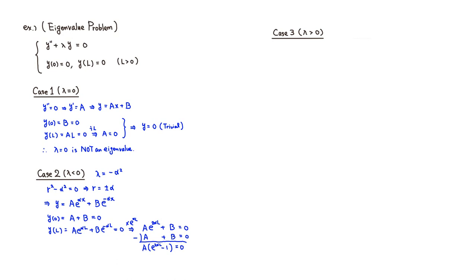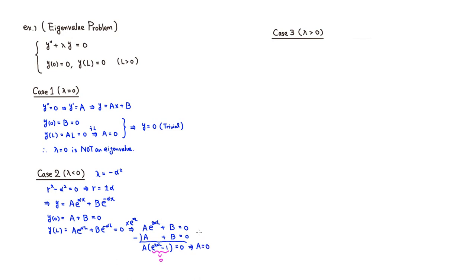Then here, one thing you have to notice is that e to the 2 alpha L is not going to be equal to 0. So we know that e to the 2 alpha L is larger than 1, so this is greater than 0. Which means that we can divide through by e to the 2 alpha L minus 1 to get a equals 0, right?